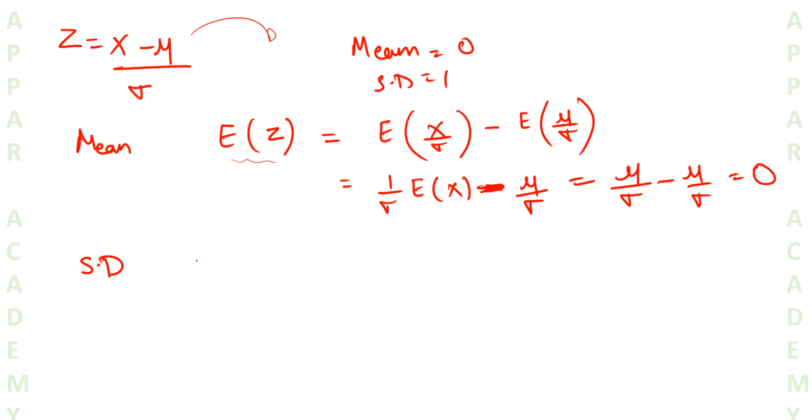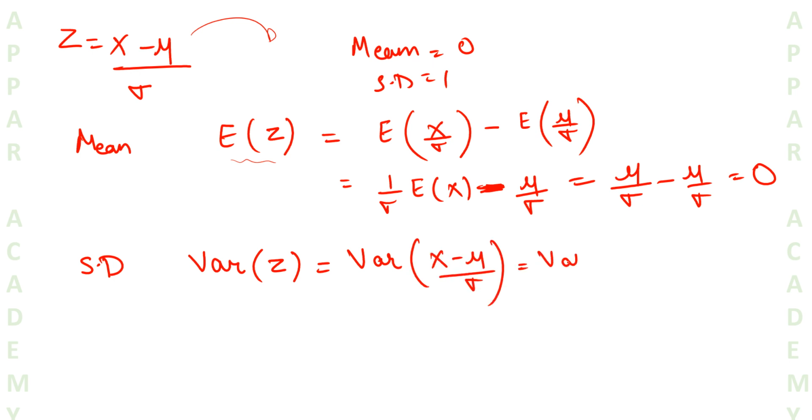Standard deviation, so what we will do is talk about variance over here. We all know that standard deviation is simply the square root of variance, right? So the variance of Z is equal to the variance of (X minus mu) upon sigma. This is also the variance of X upon sigma minus the variance of mu upon sigma.